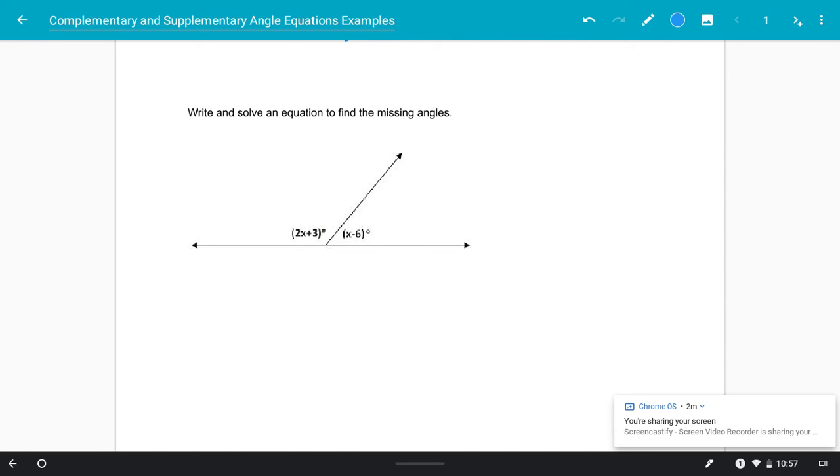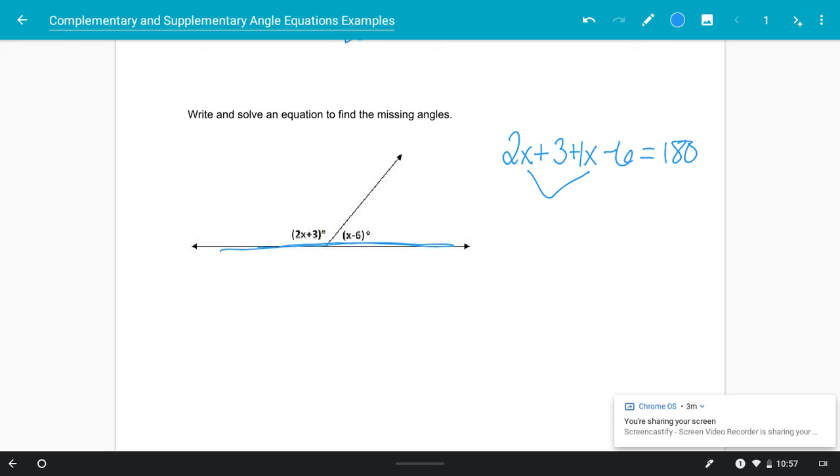Now we have another example here where we're going to write and solve an equation to find our missing angles. Here I look at the fact that I have a straight line along the bottom, and that's telling me that these are supplementary. So I know that I'm going to add those two angles together, the 2x plus 3 added to the x minus 6, and since it's supplementary, since it's a straight line, it's going to add up to 180 degrees.